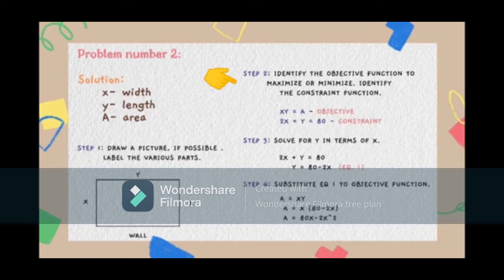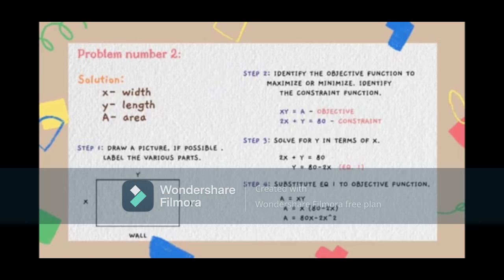For our constraint function, since we want to find the maximum possible area subject to the constraint that the total fencing is 80 feet, the amount of fencing used would be 2x plus y. Therefore, our constraint function is 2x plus y is equal to 80.